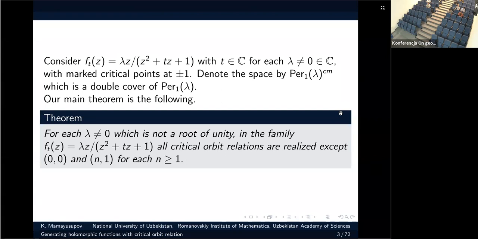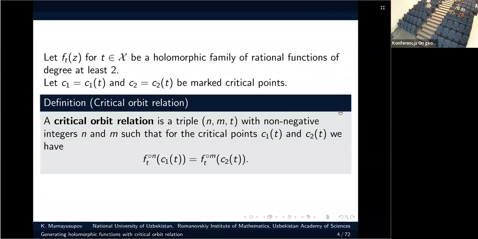So your notation for critical orbit relation means you have plus minus 1. You iterate plus 1 some number of times, and then you reach an iterate of minus 1 on the way. Yes. So the number of times, in the case of post-critical finiteness, I don't consider only one critical point. I consider distinct critical points. Okay, so this is the definition. We have two critical points.